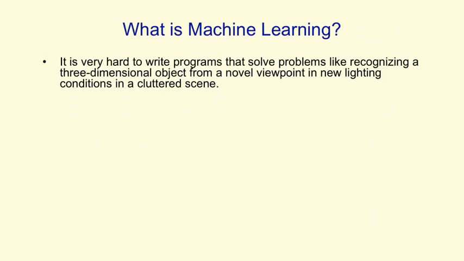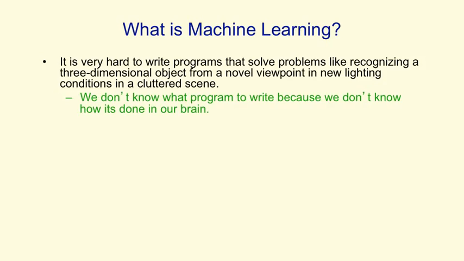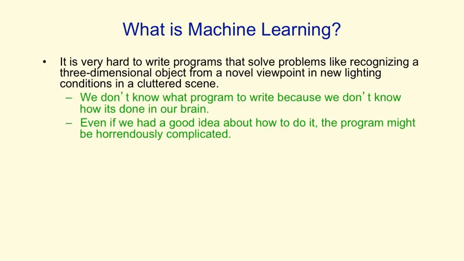So the reason we need machine learning is that there's some problems where it's very hard to write the programs. Recognizing a three-dimensional object, for example, when it's from a novel viewpoint in new lighting conditions in a cluttered scene, is very hard to do. We don't know what program to write because we don't know how it's done in our brain. And even if we did know what program to write, it might be a horrendously complicated program.